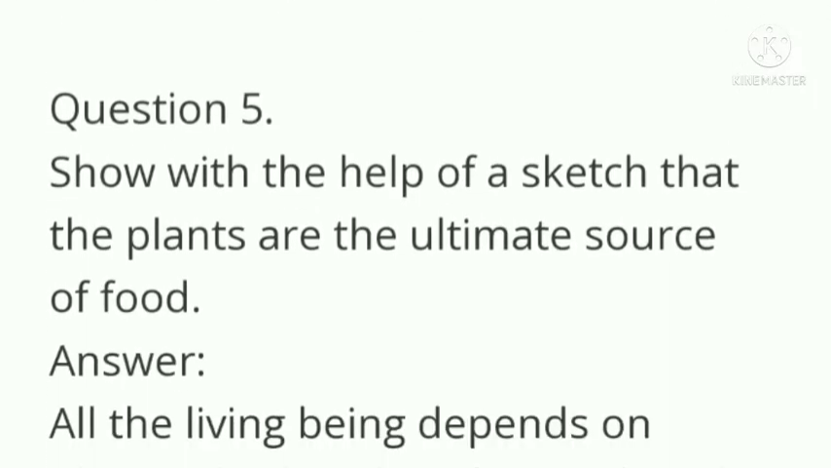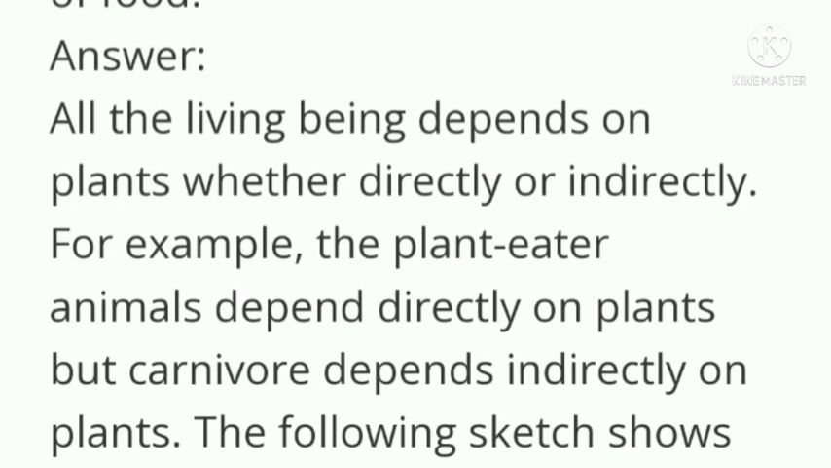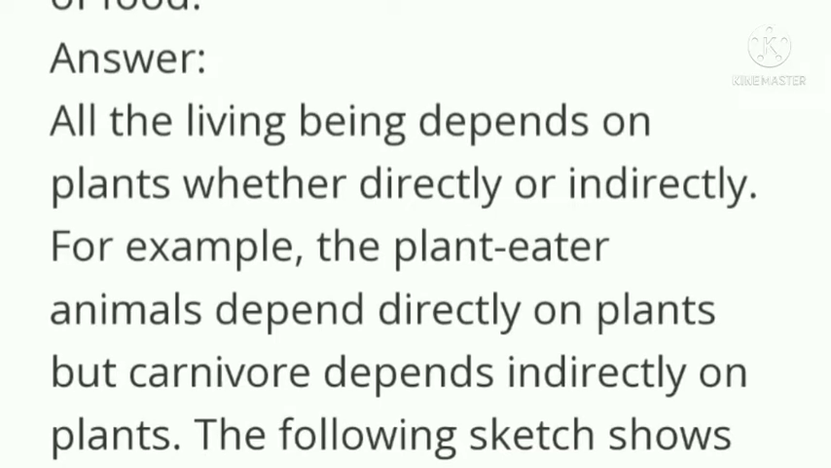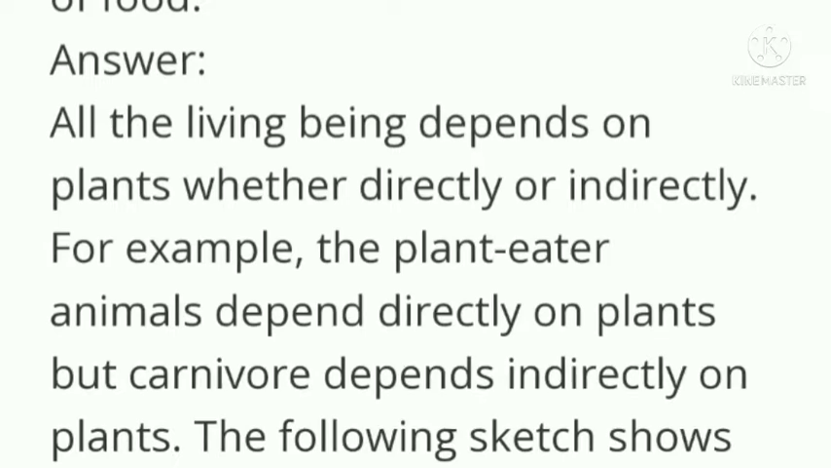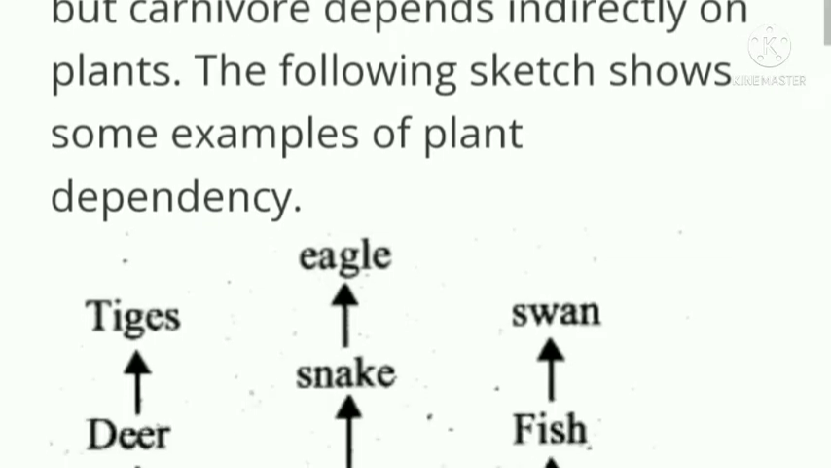Question number 5. Show with the help of a sketch that the plants are the ultimate source of food. Answer. All the living beings depend on plants, whether directly or indirectly. For example, the plant eater animals depend directly on plants, but carnivores depend indirectly on plants. The following sketch shows some examples of plant dependency.